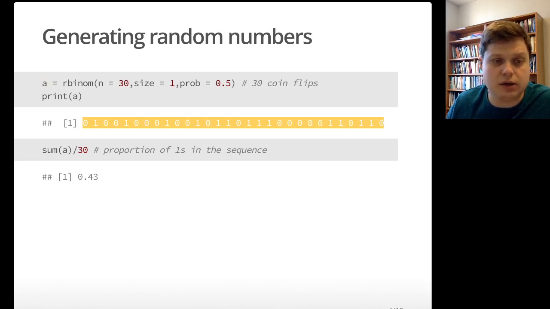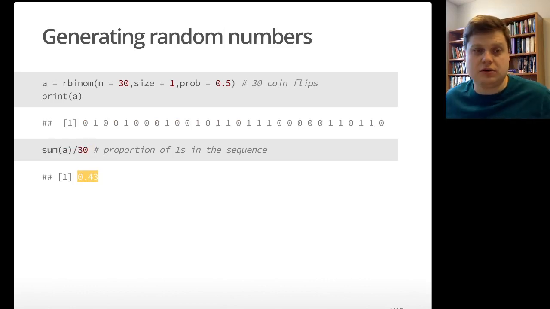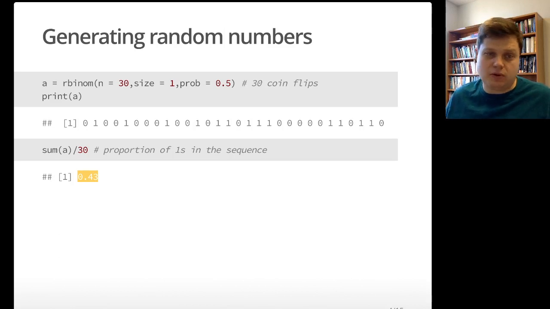And then we can calculate the proportion of ones in the sequence, 0.43. So it means we asked the computer to flip a coin 30 times, and in 43% of the cases, it turned out to be a head. Okay.